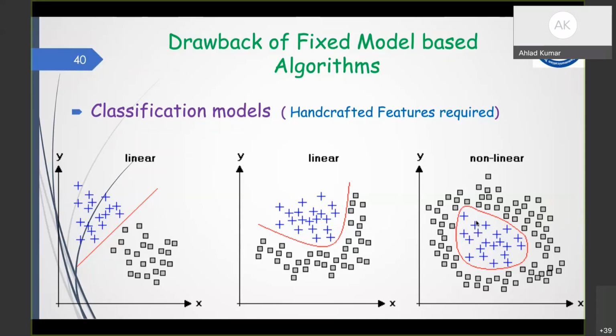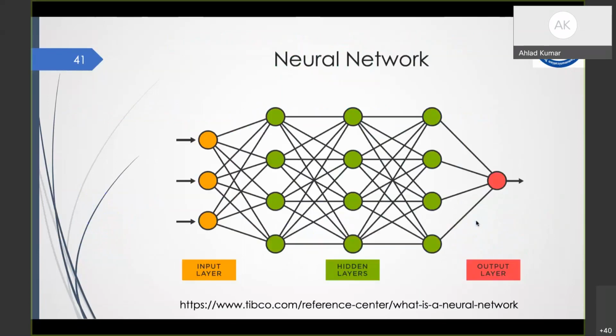That is again a motivation for all of us: when we have these handcrafted features, things are okay. But are there any special or automatic ways of extracting the features from the problem, rather than doing it by ourselves? So for that comes the idea of neural networks.